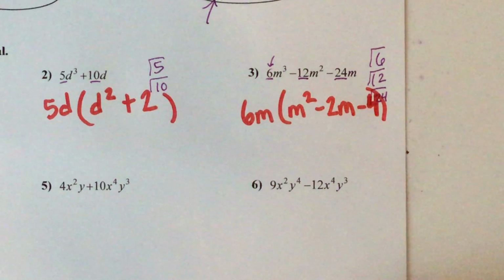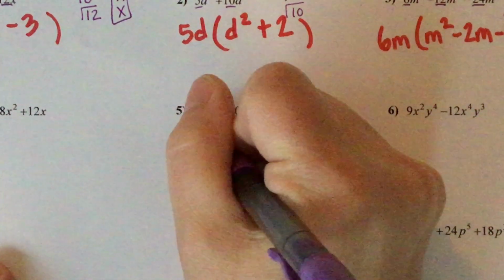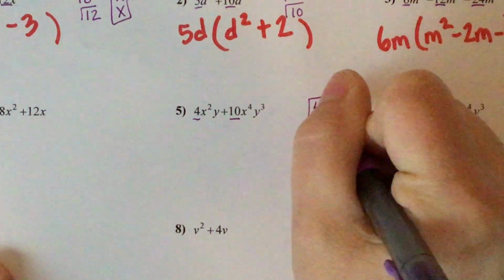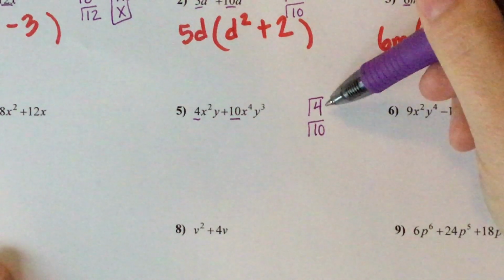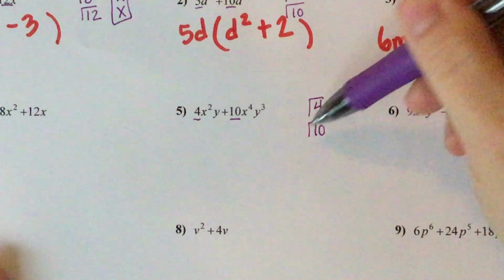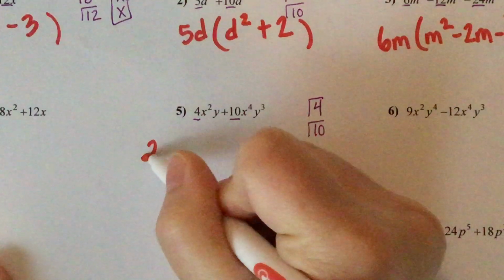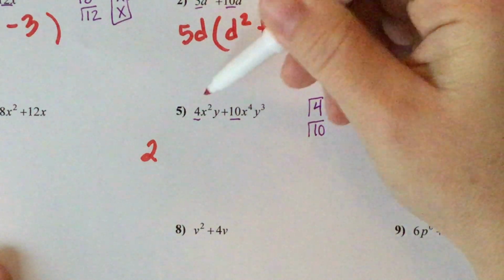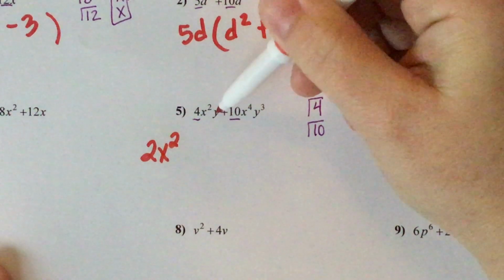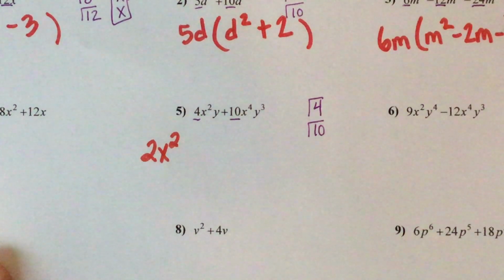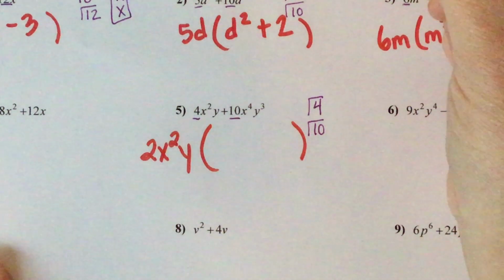Okay, let's try number 5. So starting with the coefficients. What is the greatest number that can divide into 4 and also divide into 10? It's not the smallest number this time. It's not a 4 because 4 can't go into 10. So what is it? It's a 2. All right, now let's look at the x's. What's the greatest amount of x's they both have? They both have 2. Now look at the y's. What's the greatest amount of y's they both have? They both have 1. Okay, let's build our parentheses and let's get it back.